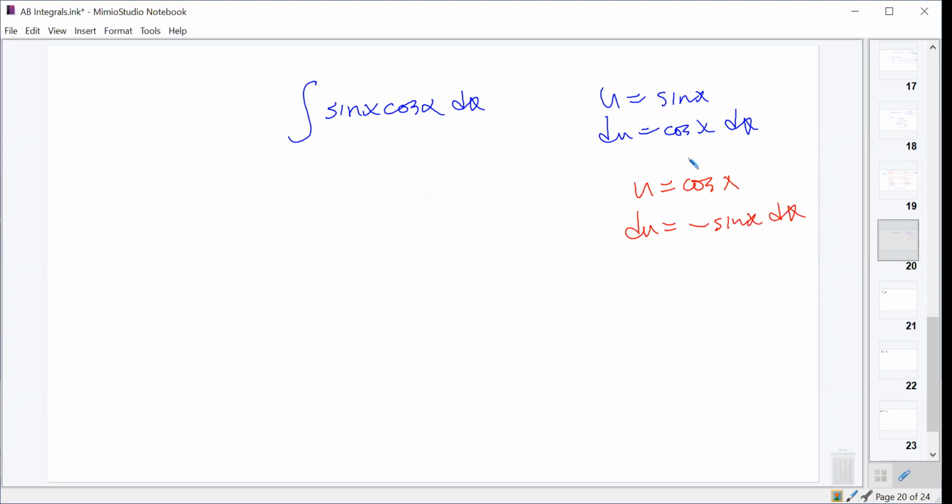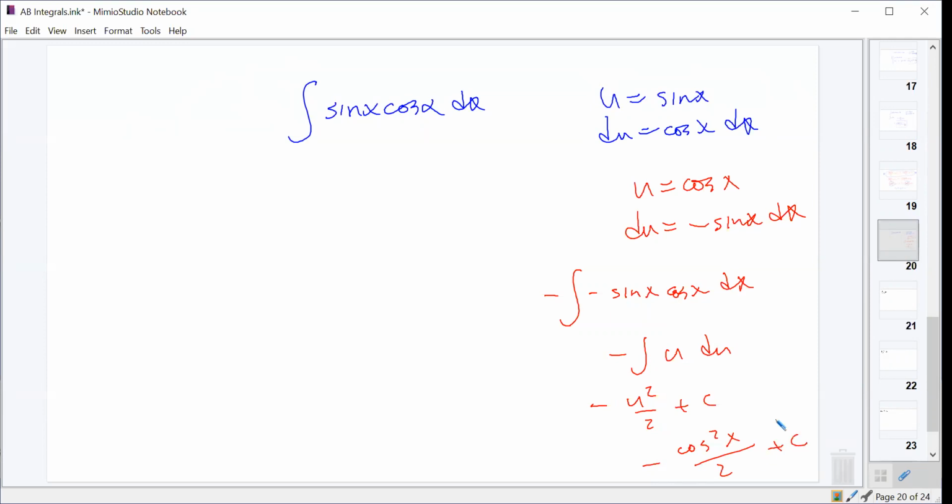And so doing it this way, we'd have to have a negative sign, we have to put the negative in and out so that we could substitute out the cosine x and the negative sine x to make this negative integral of u du, which would be negative u squared over 2 plus a constant, or negative cosine squared x over 2 plus a constant.